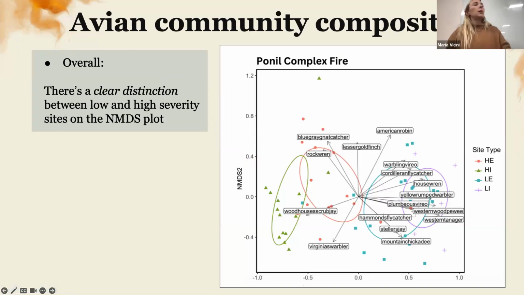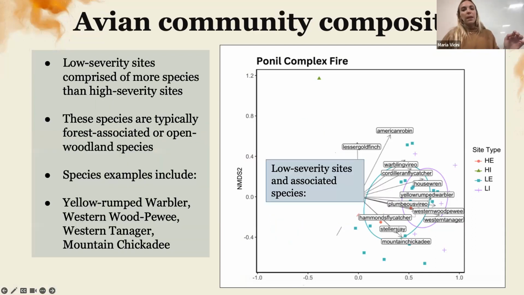So looking at the Poniel Complex Fire, what is immediately noticeable here is how distinct high severity sites are from low severity sites. They're really distinct on the graph. They don't overlap. And as we can also see from this plot, there are more species correlated with the low severity sites, that blue and purple. These species are driving the low severity site composition. They're typically forest and open woodland associated species.